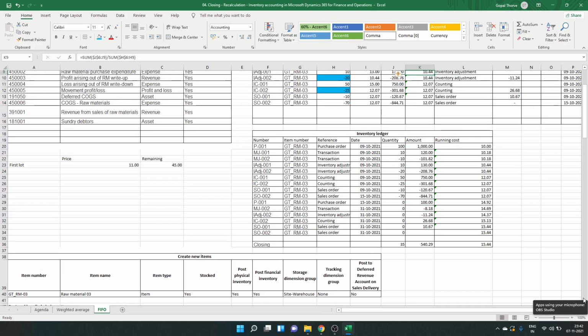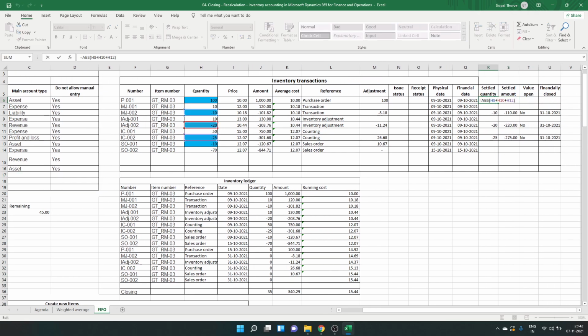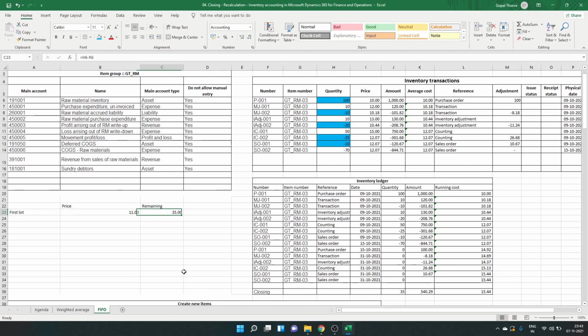Okay, now let's handle this settlement part also. So now this 10 quantity is also settled from the first lot itself. So let's populate this settled quantity. This 10 is also settled from this. 10 quantity is settled now. Cost amount is this, fully settled, 31102021. Okay, so this is one. Now the remaining quantity is 35.